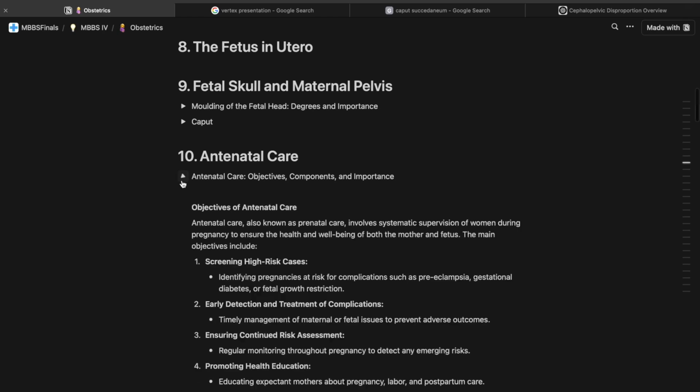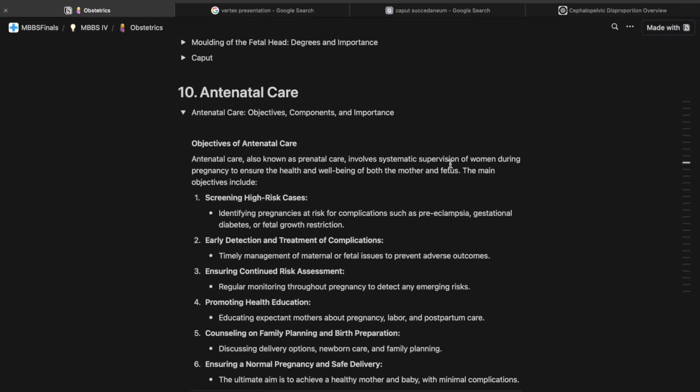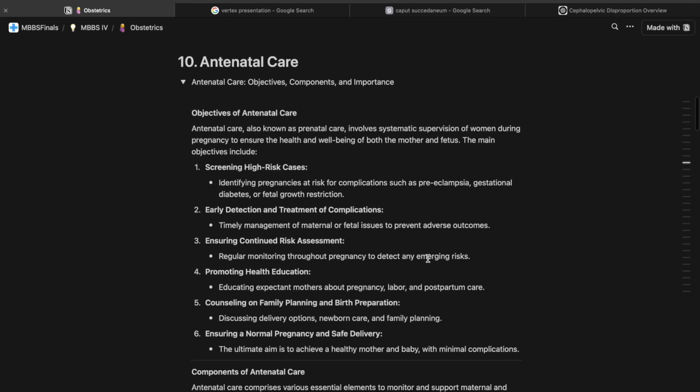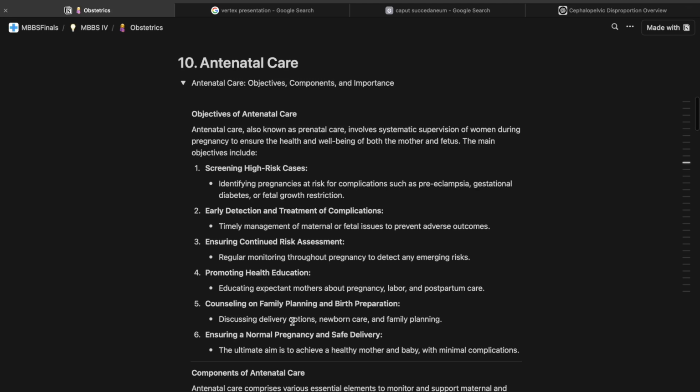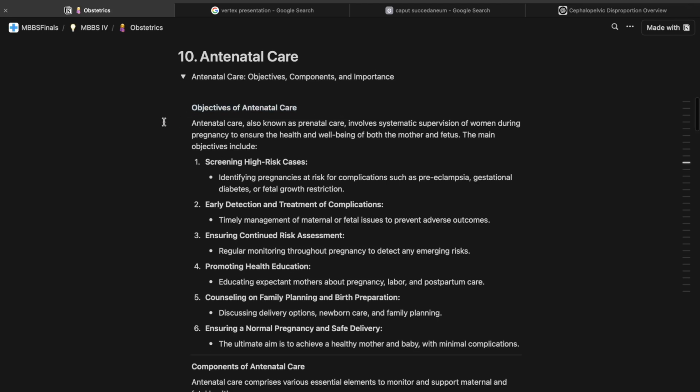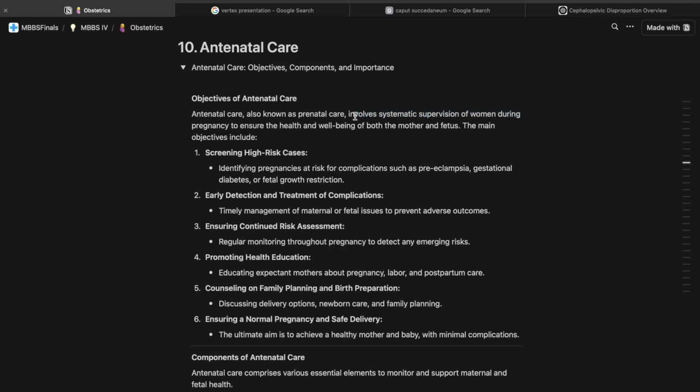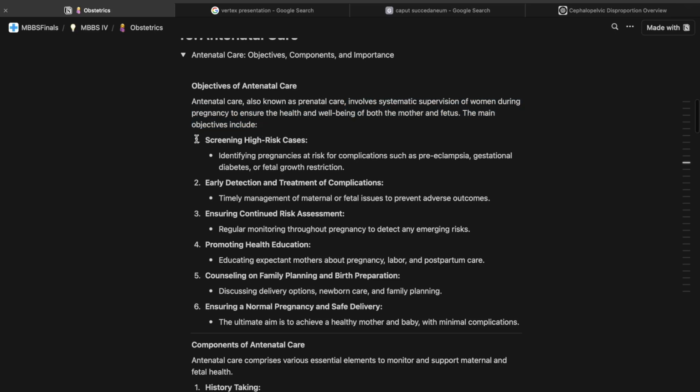Next, coming to antenatal care. This is a PSM community medicine topic. Should we go through it? Yes, we should, because this is an important topic, that is why we have mentioned it here. So, objectives of antenatal care. Antenatal care, also known as prenatal care, involves systematic supervision of women during pregnancy to ensure the health and well-being of both the mother and the fetus. The main objectives include these: screening, early detection and treatment, ensuring continued risk assessment, promoting health education, counseling on family planning and birth preparation, and ensuring normal pregnancy and safe delivery.